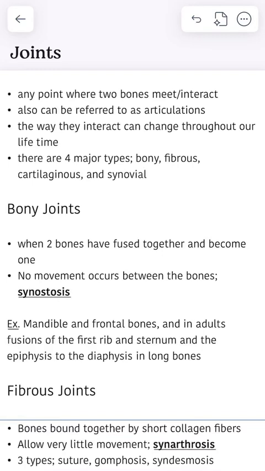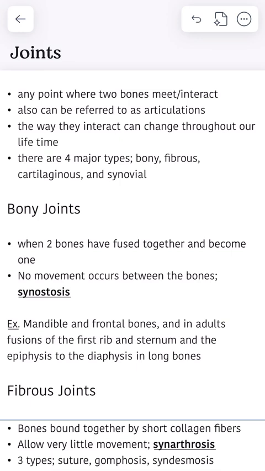Joints are any point where two bones meet or interact. They can also be referred to as articulations. The way they interact can change throughout our lifetime, and there are four major types, which are bony, fibrous, cartilaginous, and synovial.